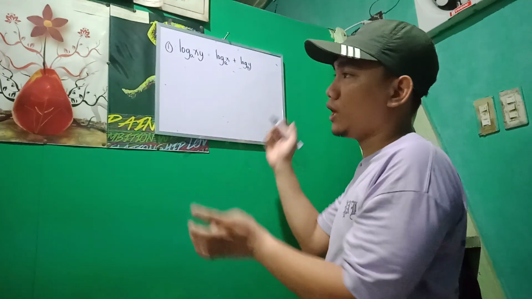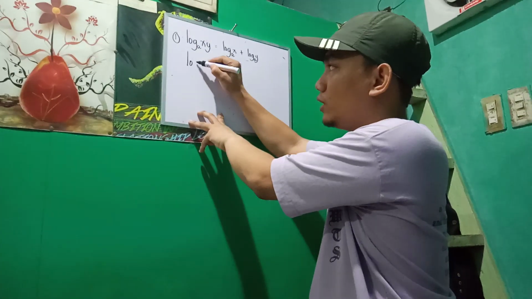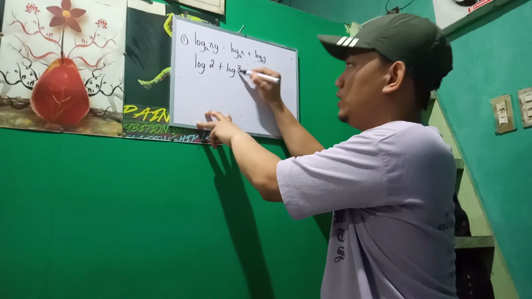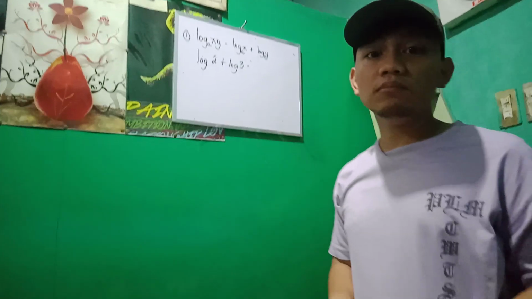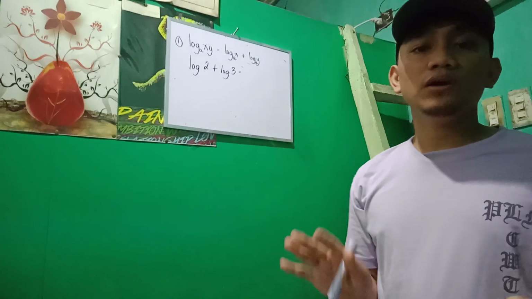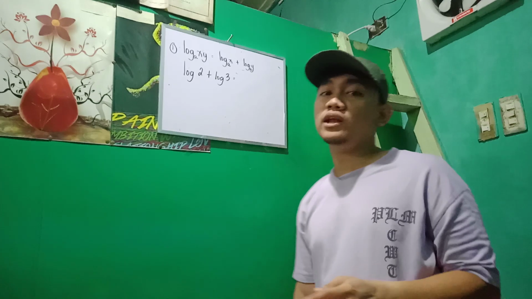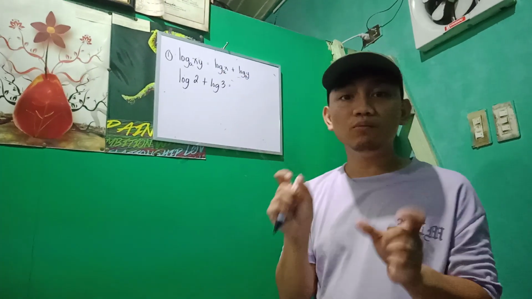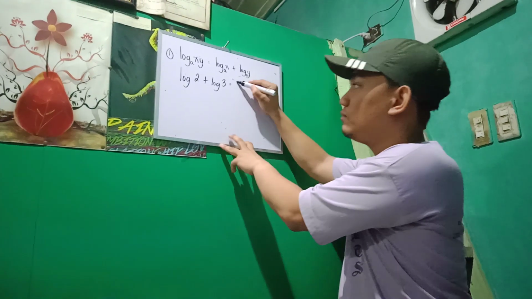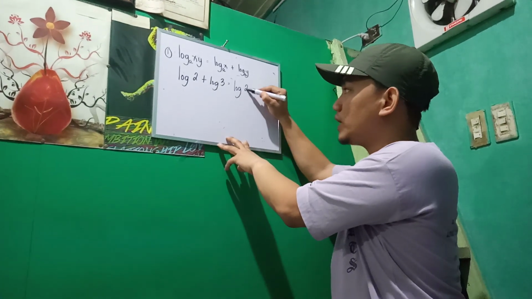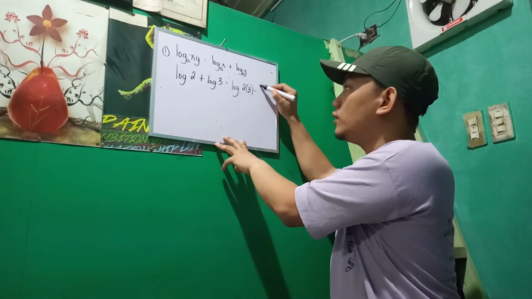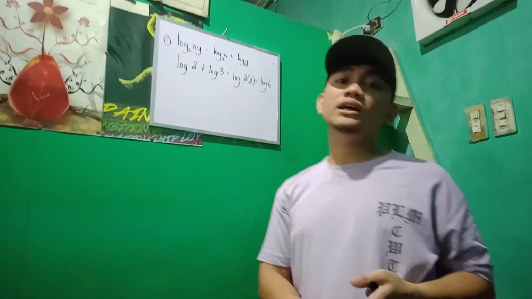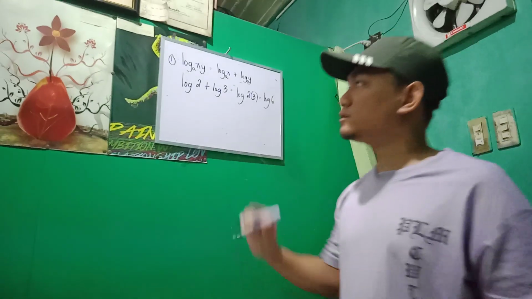So, kunyari, meron tayong logarithm ng 2 plus logarithm ng 3. Hindi siya equal sa logarithm ng 5. Hindi lang basta 2 plus 3. Hindi po. Dapat gamitin natin yung law ng logarithm, which is logarithm ng product. That is equal to the sum of the individual logarithms. So, that is equivalent to logarithm ng 2 times 3, or which is equivalent to logarithm of 6. Hindi siya log 5, mga lodi. That's log 6. Okay, next property.